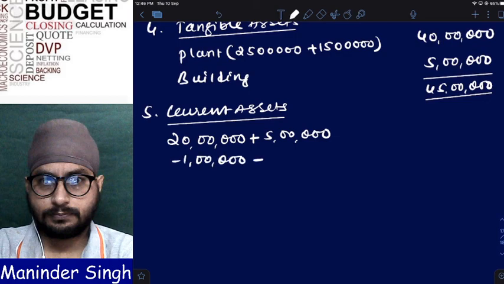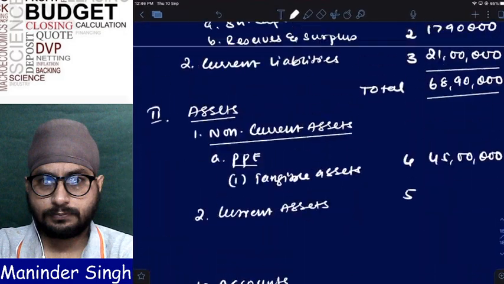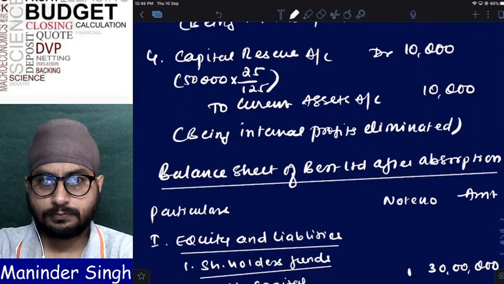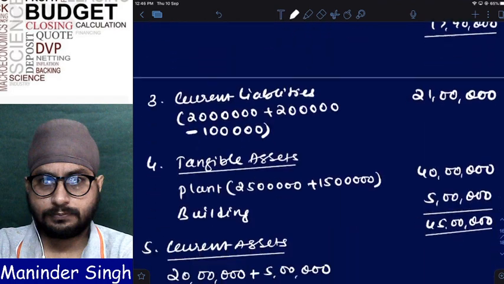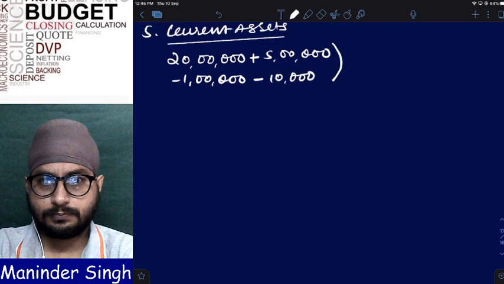Because current assets. Next, tell me, that entry we have passed, that 10,000 entry, what was the entry? Capital reserve to current asset. Did I reduce capital reserve by 10,000? Yes, sir. So it means I should also reduce current asset by 10,000, right? Clear? Current assets also 10,000. Now tell, how much should be the total?